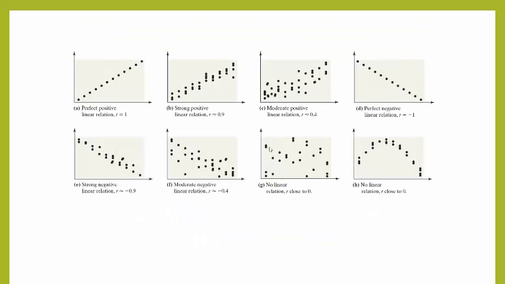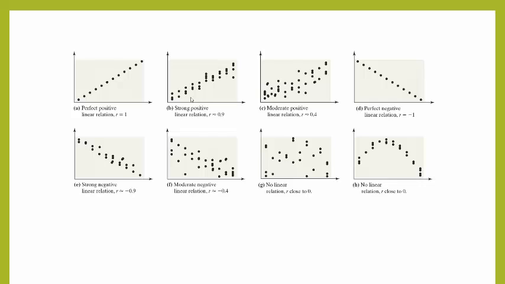All right, so here are just some sample ones. This is R equal to 1, positive, perfect linear relation. Here's 0.9. You can see it's a little bit more spread out, but you'd see the definitive pattern. Here, R is equal to 0.4. You can see the pattern for sure, but it's a lot more spread out than it is over here.